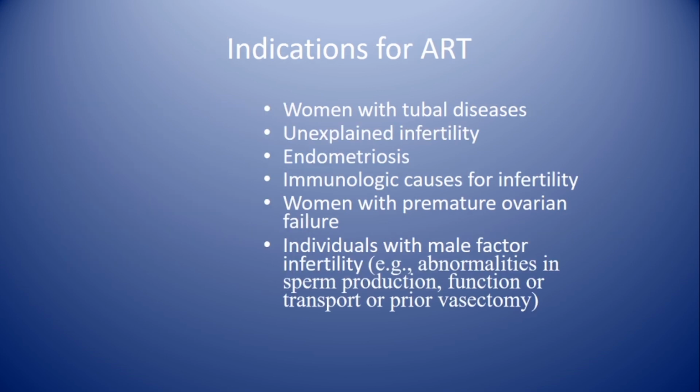What are the indications for ART? Women with tubal diseases, such as women with blocked tubes, people with unexplained infertility, people with severe endometriosis, immunological causes of infertility, women with premature ovarian failure, individuals with male factor infertility, and so on. These are people that will benefit from assisted reproductive technology.